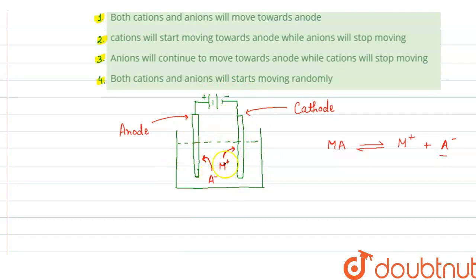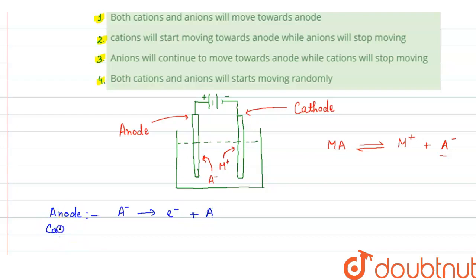Now when these two electrodes are immersed in the solution, they are completing the circuit, due to which there will be migration of ions. As you can see here, A negative ion will migrate towards anode. Now let us see what will happen at anode. A negative ion will migrate towards anode, so oxidation takes place. So A negative will lose an electron and form A.